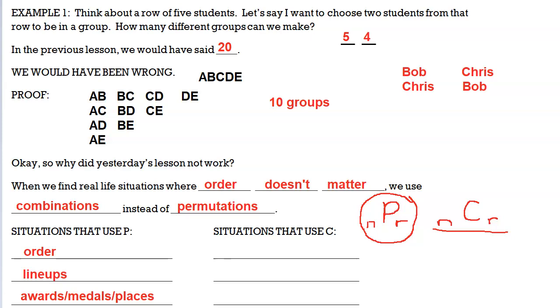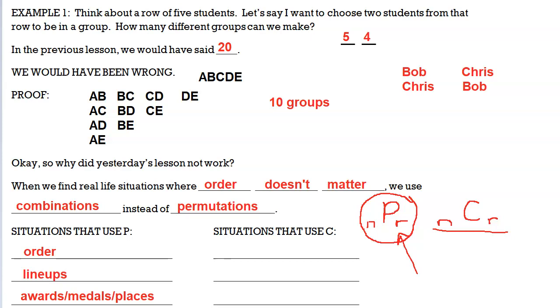If I'm just in a contest where, let's say, the top 3 get to move on to the next round, well, obviously then order wouldn't matter. So, situations that use permutations, anything that involves orders, lineups, awards, medals, places, that sort of thing, that is when you're going to use a permutation, okay? On your calculator, it would be nPr. Also, there's a formula to it that we practiced as well.